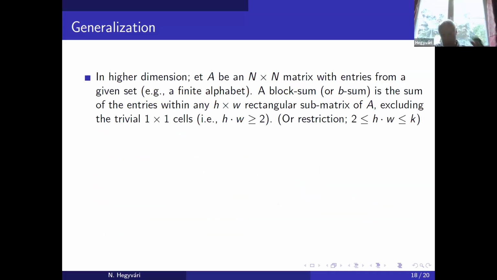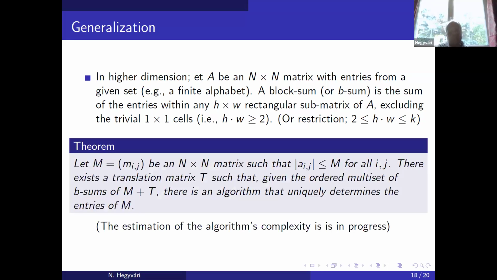And finally, in higher dimension, what would the consecutive sums be? We can define it as follows: we have an n times m matrix, and we consider block sums, or B sums, over H times W rectangular submatrices. Then we omit again the trivial 1 times 1 cells. And the theorem is the following.